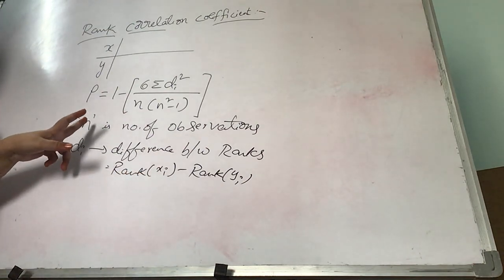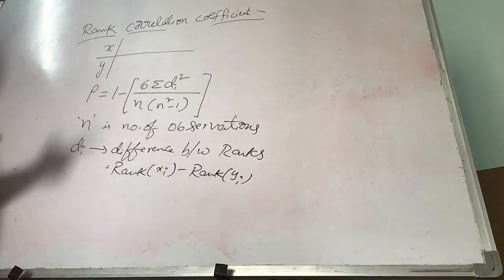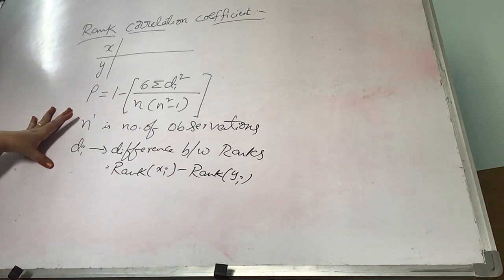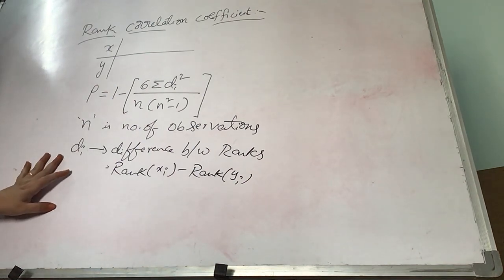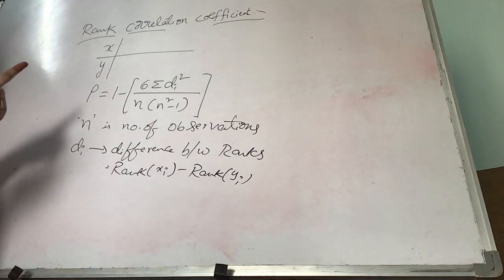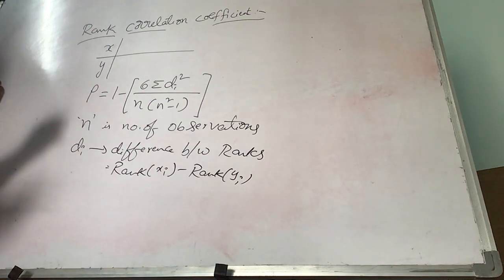Now we substitute n value and di values here. Then we calculate the rank correlation coefficient. This formula is used in case of distinct ranks only. If there are repeated observations, then we assign the same ranks to the repeated observations. In such cases, how to find the rank correlation coefficient? There is a small difference.